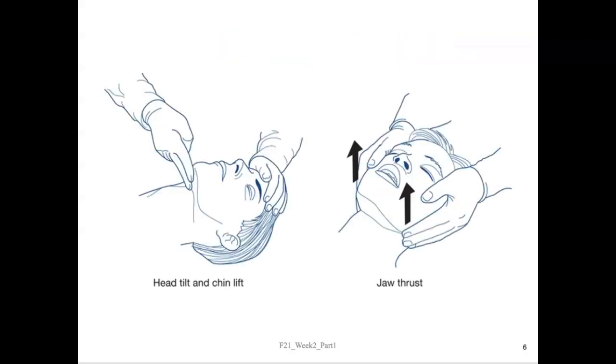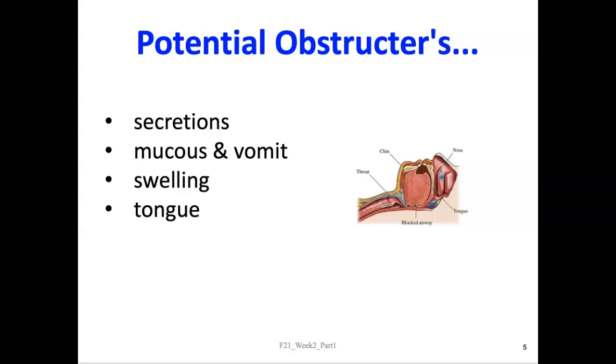So what are some of the potential obstructors? If the airway is in fact obstructed, we want to think about potential obstructors. When we look at patients with different disease processes in the acute care setting, we want to think about potential obstructors in relation to what they are presenting with. So we're looking for secretions, mucus and vomit, swelling, and the tongue. These are all potential obstructors.